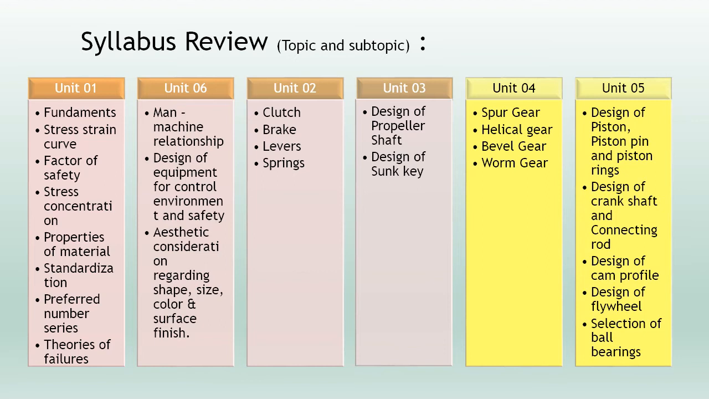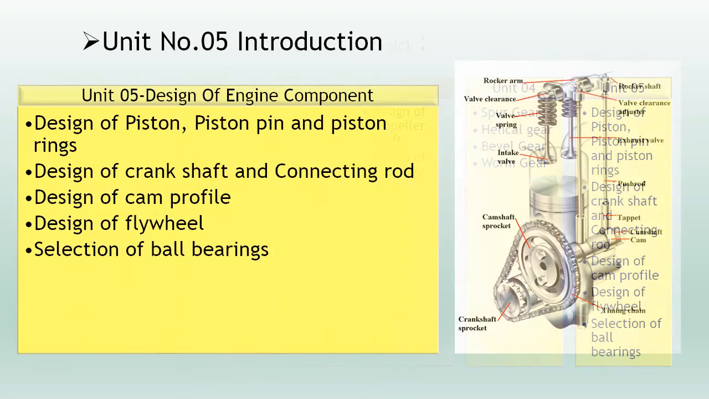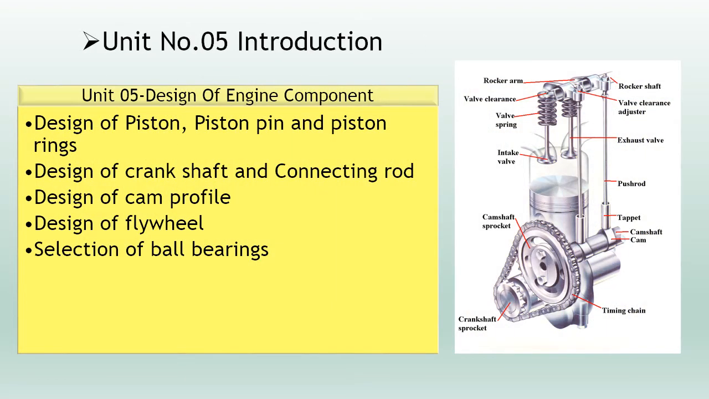Then we have covered the design of clutch, design of brakes, design of levers and design of springs in unit number 2. Then we have covered unit number 3, in which we studied the design of propeller shaft and design of sunk key. Okay, so these 4 units we have covered till date, and today we are going to start the unit number 5th. Okay, the unit number 4 we will discuss later. So let's introduce the unit number 5th, design of engine component.